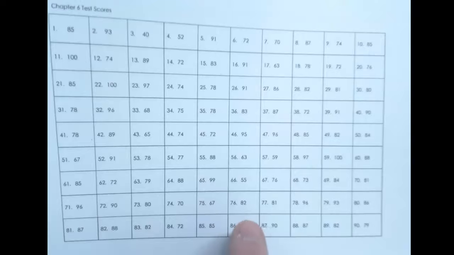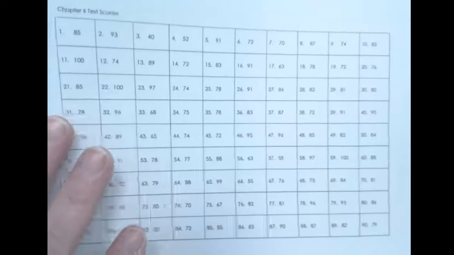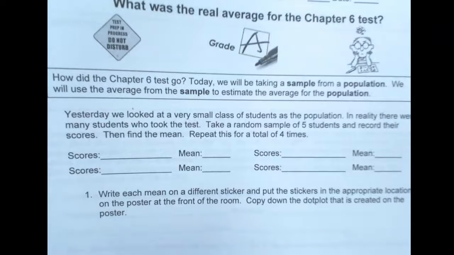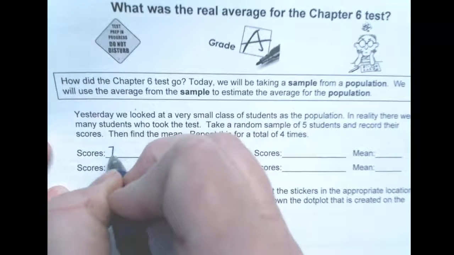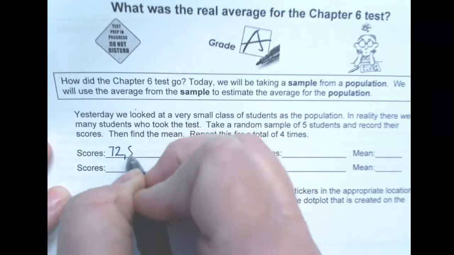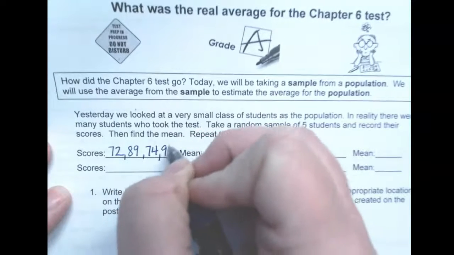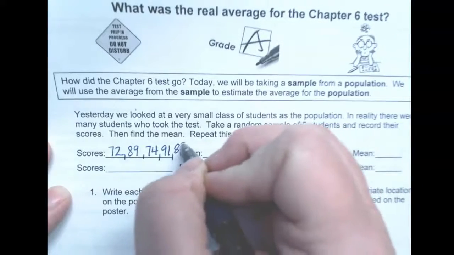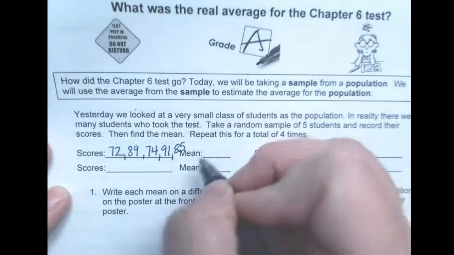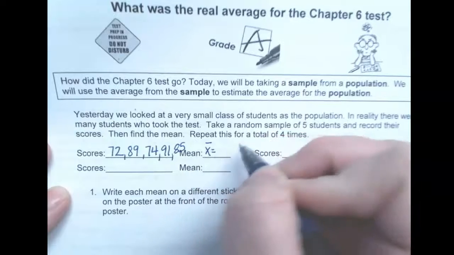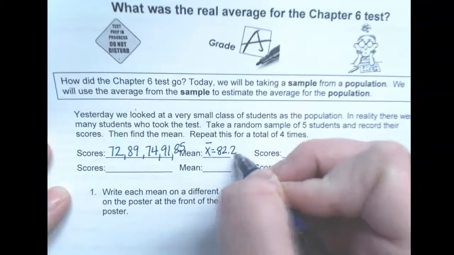So we have these 90 test scores. I'm going to use my random number generator to generate a number which will tell me which scores I'm going to use for each sample. All right, so in my first sample, I got scores of 72, 89, 74, 91, and 85. When I calculated out the mean, I got a sample mean of 82.2.